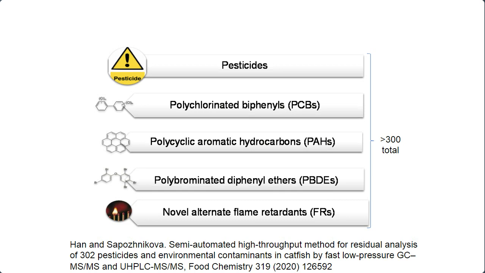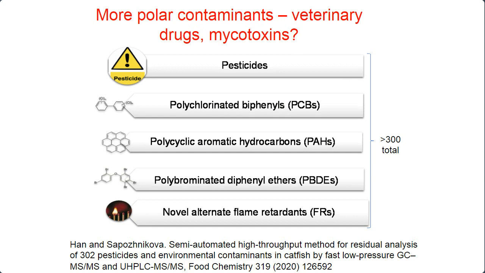Now, this all sounds good, right? But how about more polar contaminants, veterinary drugs, and mycotoxins that can also be in samples, because they are extracted and analyzed by separate methods? So the question is, can we also include them? Can we create a generic extraction method that would cover even more contaminants from one sample by one extraction technique, widening the scope of our analysis? And we were not the first scientists thinking about it.